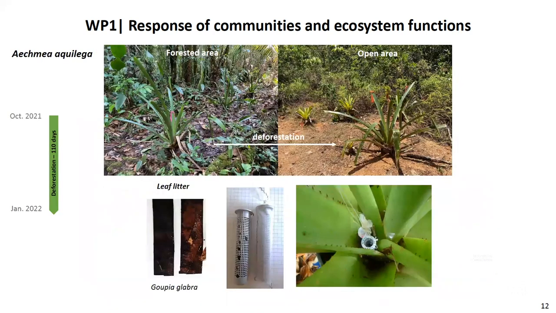So here it's an example of one bromeliad that was transplanted from the forest to the open area to simulate a deforestation. And at the beginning of the experiment in October 2021, we placed in each bromeliad a pre-weighted leaf litter inside of fine and coarse mesh enclosure to be able to dissociate the impact of macroinvertebrate and microorganisms in the leaf litter decomposition.